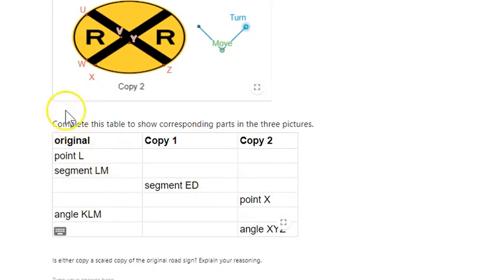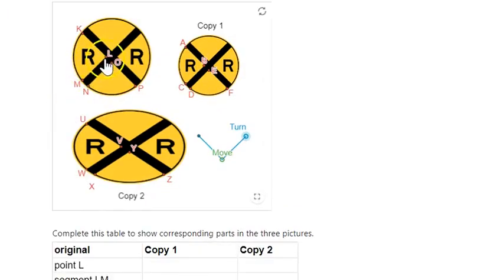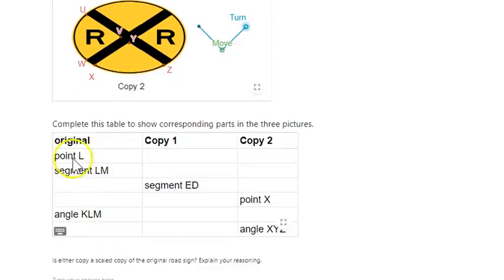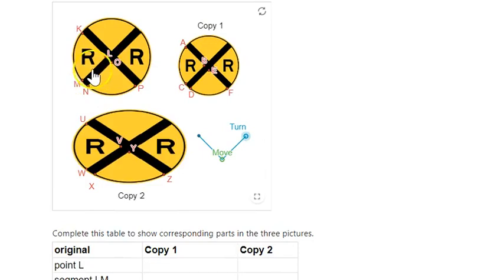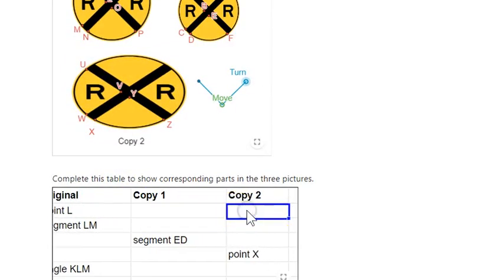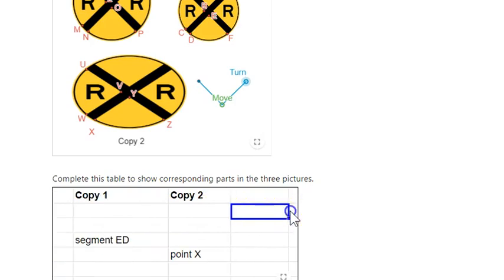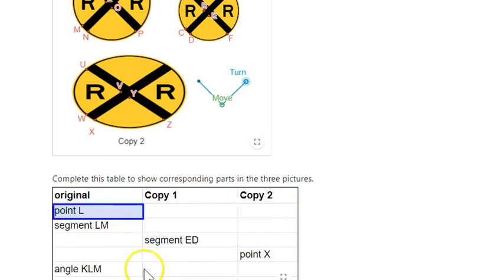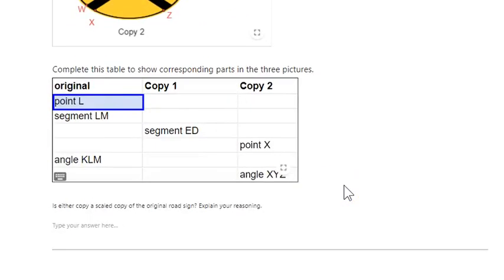So you just need to finish out this table by looking at what is up here that matches down for the same thing. So in the original, point L is the same as point B in copy 1 and point V in copy 2. So you'll just type in those pieces of information. Same thing with each of the line segments, just to help you visualize where everything is going.